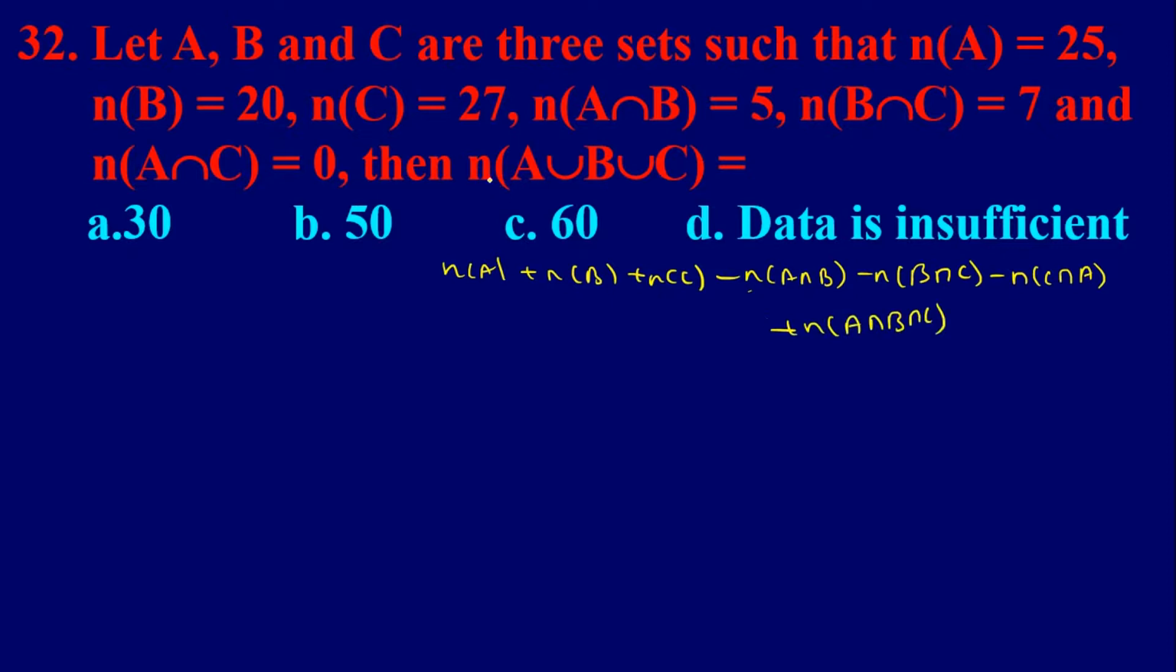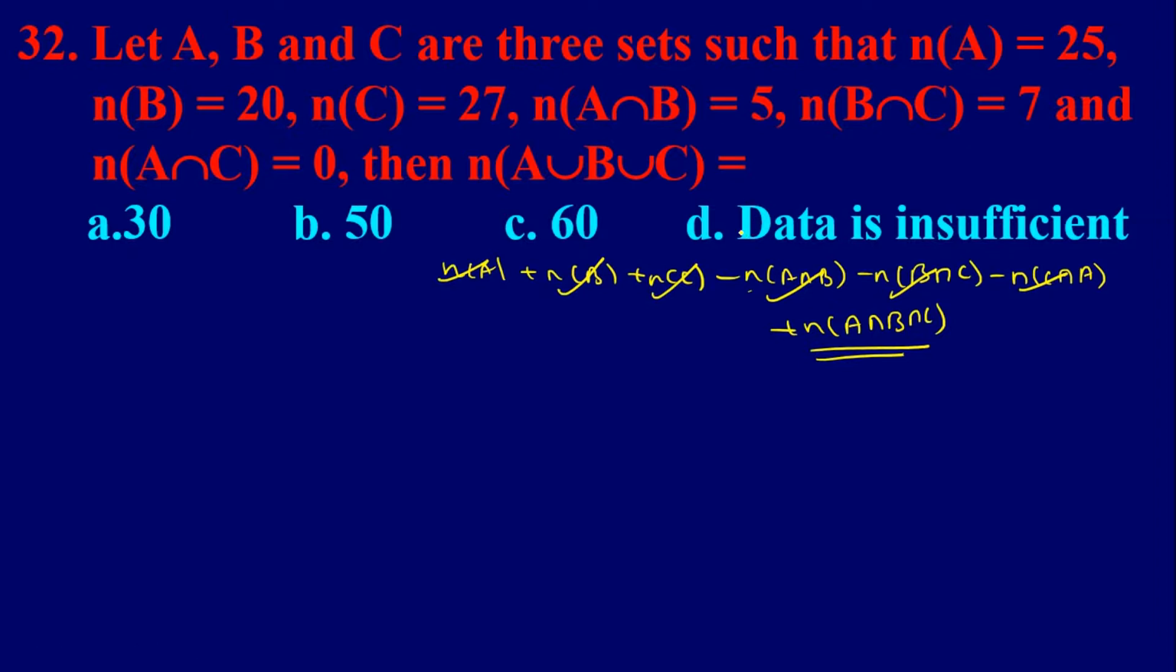So this is the formula for n of A union B union C. Here the n of A value is given, n of B is also given, n of C is also given, n of A intersection B is given, n of B intersection C is given, and n of A intersection C is also given, which is the same as C intersection A. But this value is not given: n of A intersection B intersection C.